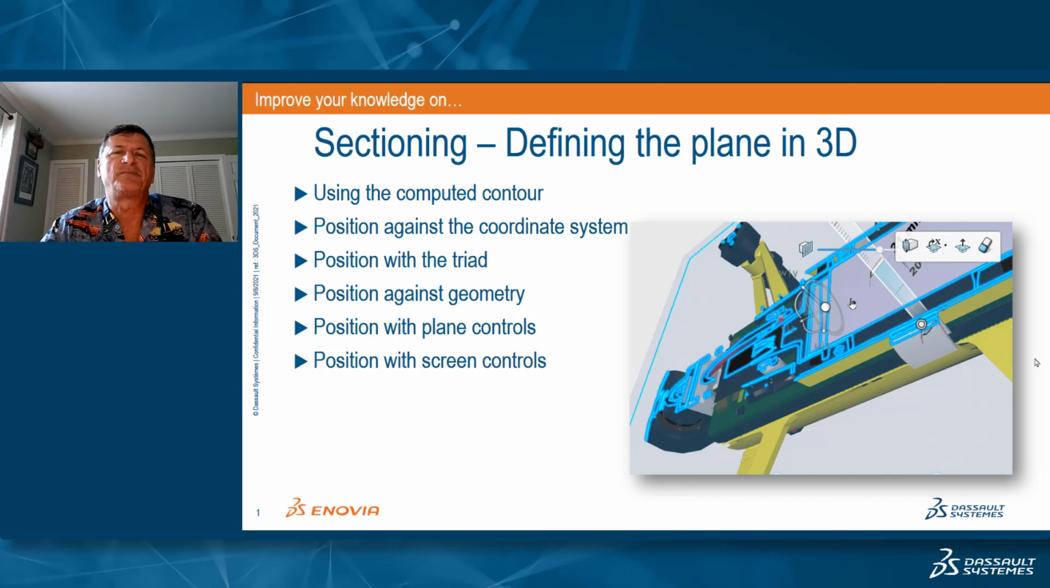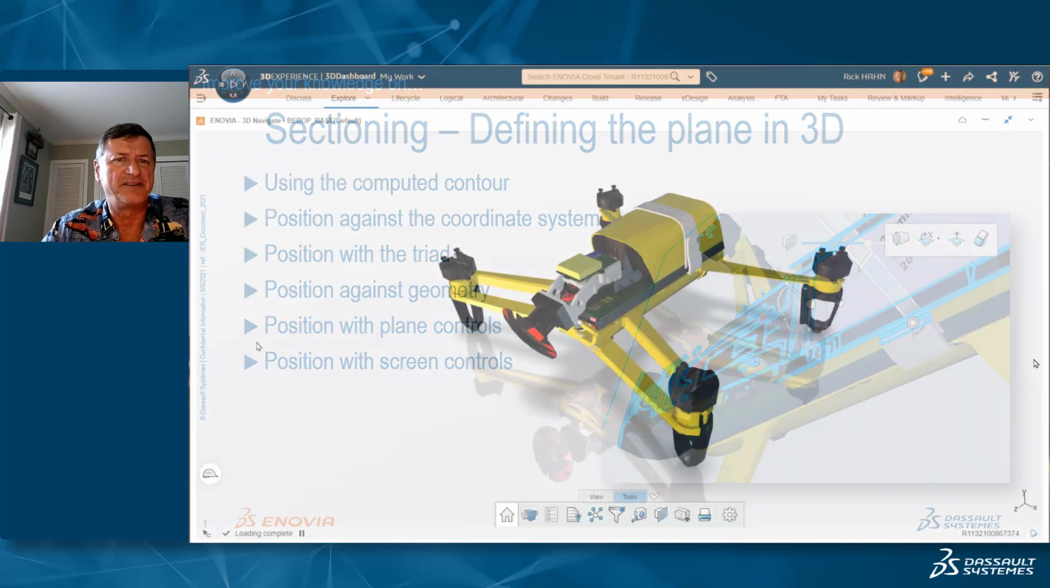Hello everyone. I'd like to spend a little time today and talk about sectioning, specifically as it's implemented in two applications, 3D Navigate and 3D Compose. I'd like to talk a little bit about computed contours and how they're useful in the system and how to activate them, as well as the number of ways we can position the plane in 3D space. So let's get right into it.